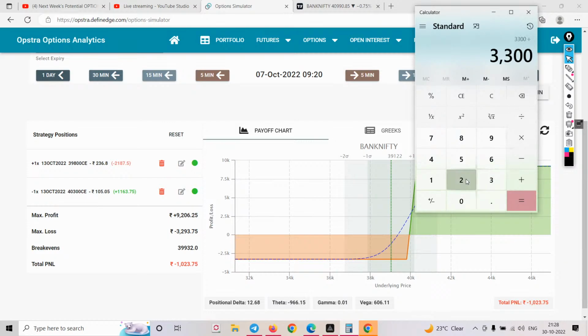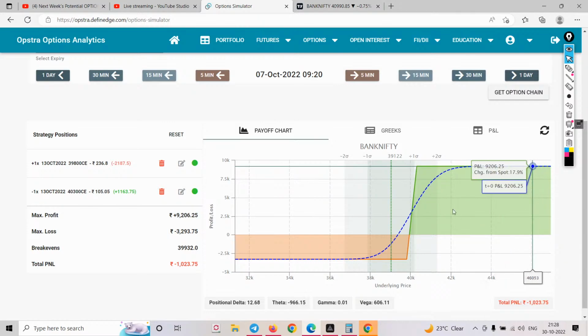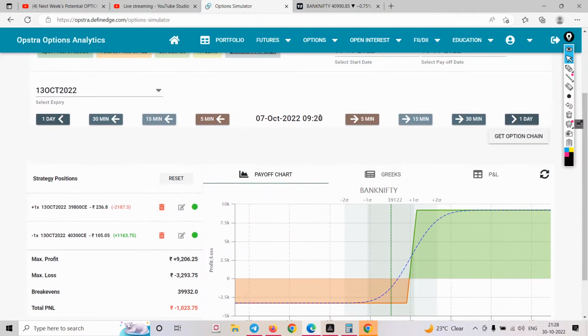3,300 divided by 25, so 132. Let me try to cover it in 3 installments. Divided by 3, so we have to sell 40 rupees call. Let me try to sell 40 rupees call now, right away at 9:20.